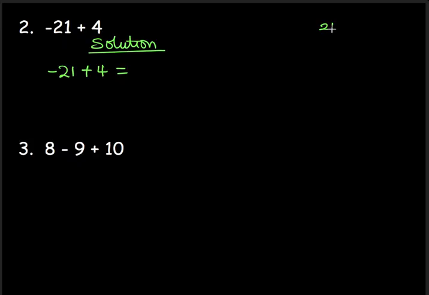And that will give us 21 minus 4. That will still be, I think that's still 17. 17, and then the sign of the bigger number is minus, so minus 17.